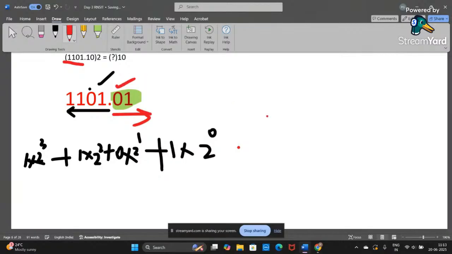First it is 0, let us start with 0. 0 into 2 power minus 1. We're not starting with 0. We have to start with minus 1 because it is the right side of the decimal. Okay. Then plus 1 into 2 power of minus 3.